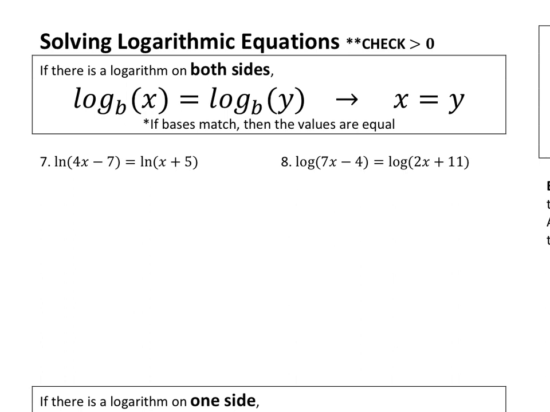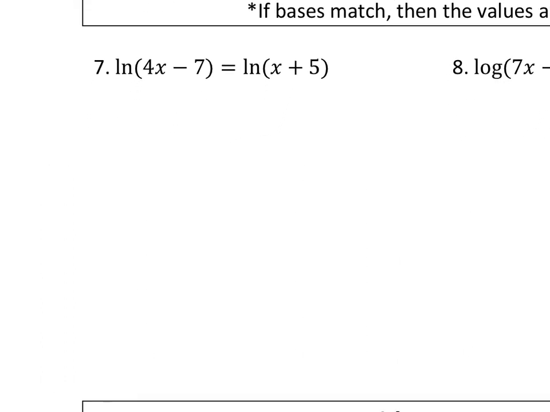So if we look at problem number 7, it says natural log of 4x minus 7 equal to natural log of x plus 5. Review question, what's the base of a natural log? Ooh, that's a common logarithm. E, the number e, weird, the number e. Cool, so the bases are the same, right? Because it's a natural log on both sides. So if the bases are the same, which they are because these are both natural logs, then all I have to do is set the parentheses stuff equal to each other. Same way I did on the front page.